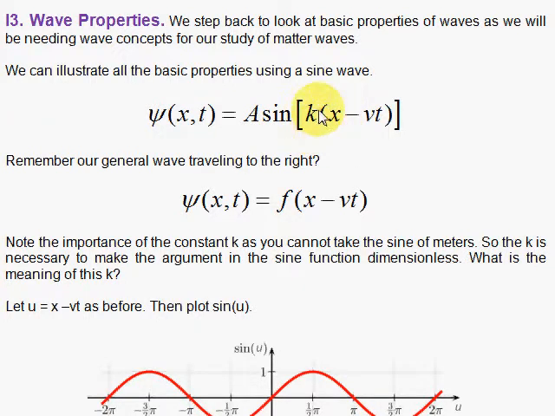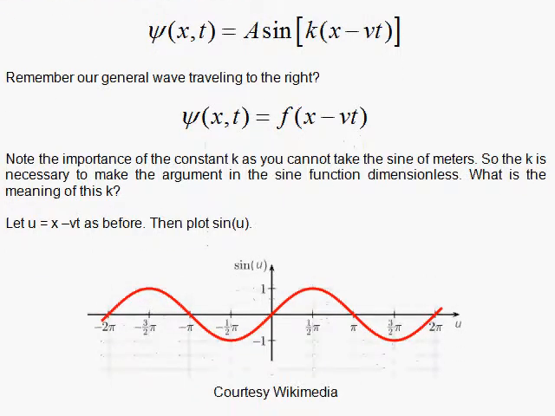So here I have k inserted in front of my x minus vt form, which gives me a wave moving to the right. And I want to understand, what is that k? What is the meaning of that k? So this is our wave moving to the right, and I put the k in there because I want to use a sine, a very, very simple function, to look at my wave.